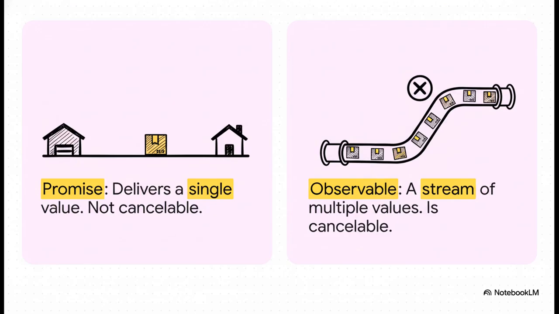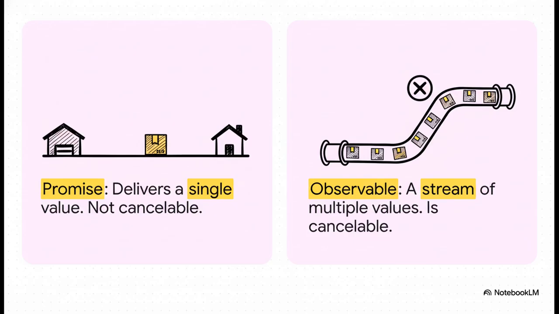Think of a promise like ordering a pizza. You place the order, and eventually you get one pizza. It's a single value, and you can't really cancel it once the chef starts making it. An observable, that's like a subscription to a newspaper. You can get a new issue every single day, multiple values over time. And the best part, you can cancel your subscription whenever you feel like it.